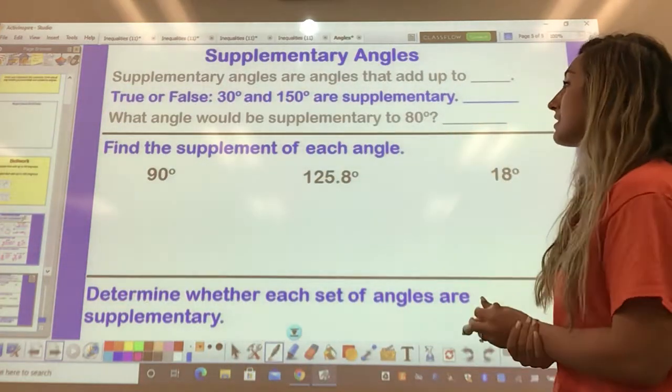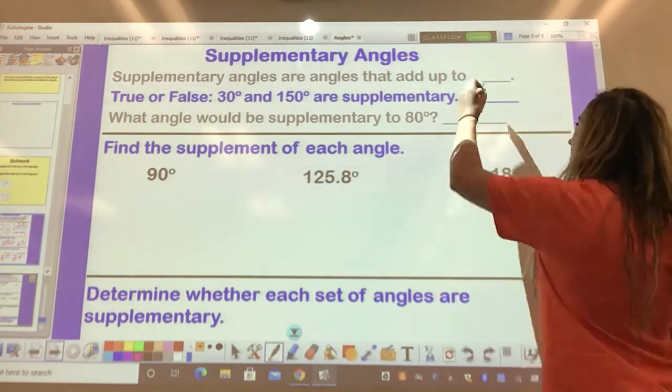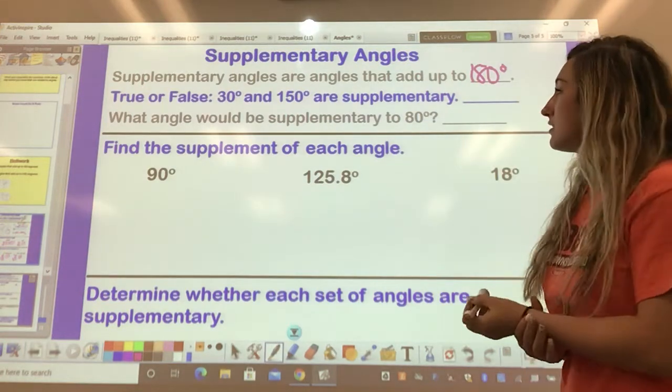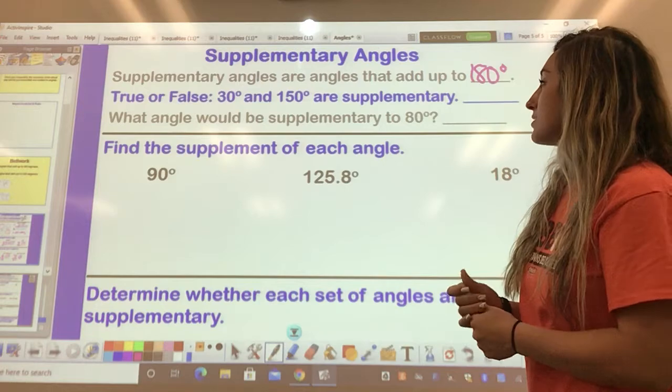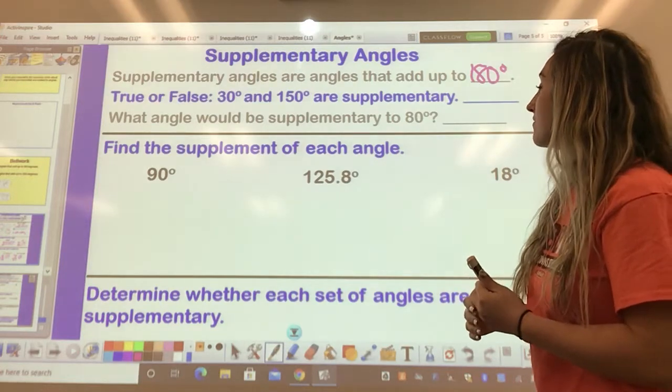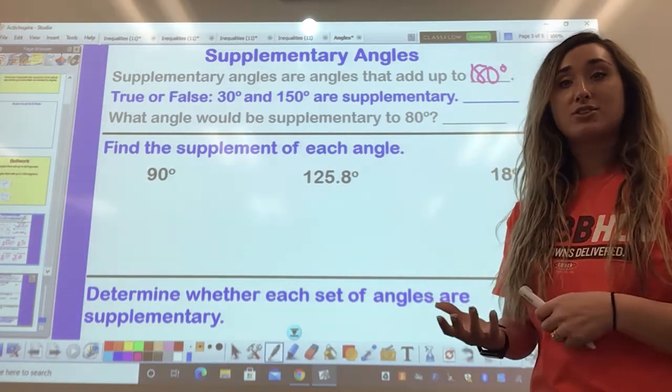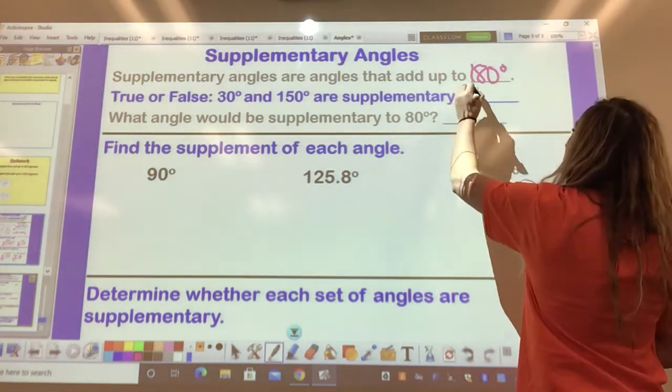So as I was saying, supplementary angles are angles that add up to 180 degrees. So then would that make the next statement true or false? 30 and 150 are supplementary. Well, 30 and 150 do add up to 180, so that would be true.